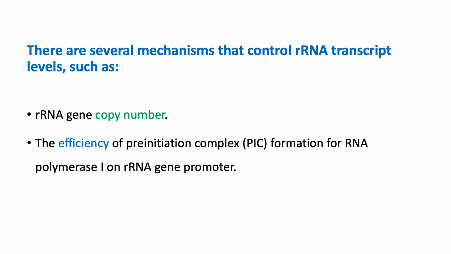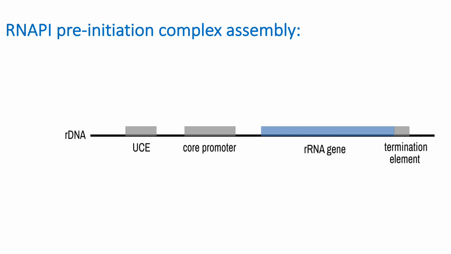There are several mechanisms that control rRNA transcript levels, such as rRNA gene copy numbers in the cell and the efficiency of the pre-initiation complex formation for RNA polymerase I on the rRNA gene promoter, which will be the focus of this video. So, RNA polymerase I and its pre-initiation complex is responsible for the synthesis of these 3 structural ribosomal RNAs. Let's see how this RNA polymerase I pre-initiation complex is assembled.